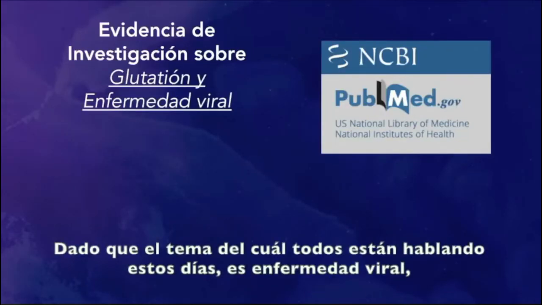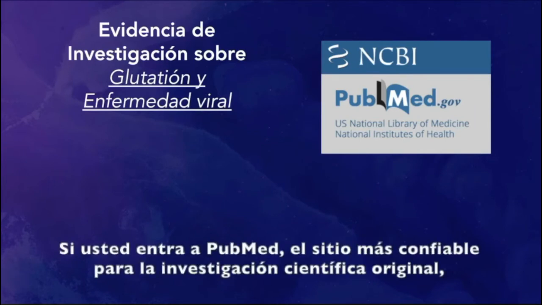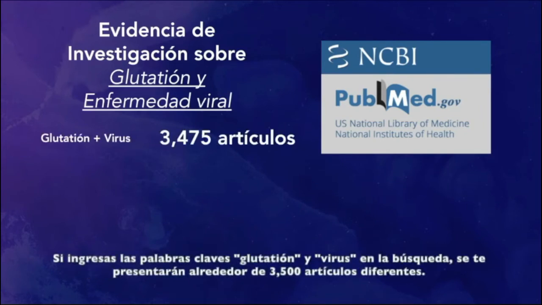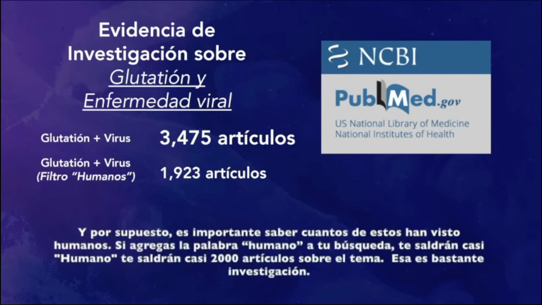Now, given that the topic everybody is talking about these days is viral disease, let's take a closer look at my favorite topic, glutathione and viral disease. If you go to PubMed, which is the most reliable source of original research, let's get an idea of how many publications have been posted there on this very subject. If you enter the key terms glutathione and virus into the search engine, you're going to get back somewhere around 3,500 different articles. And of course, it's important to know how many of these have looked at humans. If you add the filter human to that, you're coming up with almost 2,000 articles on this topic. That's a lot of research.